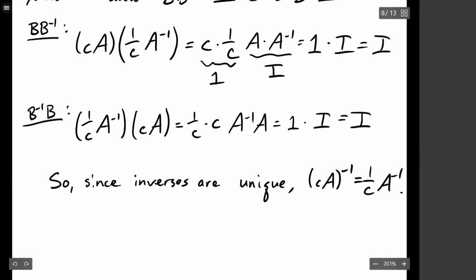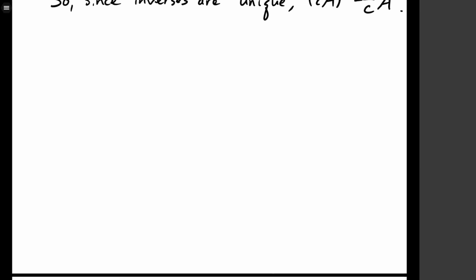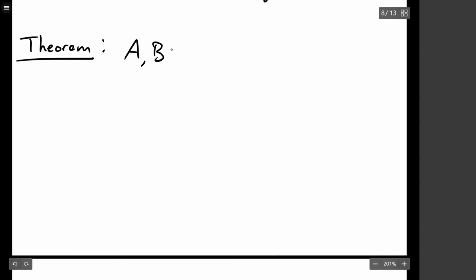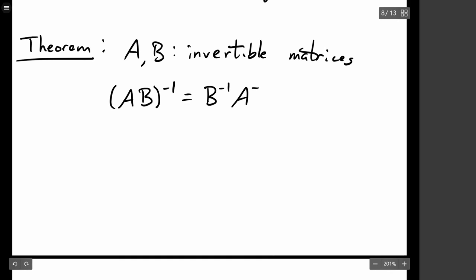One last thing that's really interesting here that we'll end this video with is another property, but this one we'll call a theorem. If we have A and B invertible matrices, then the inverse of a product is the product of the inverses, but in the opposite order.